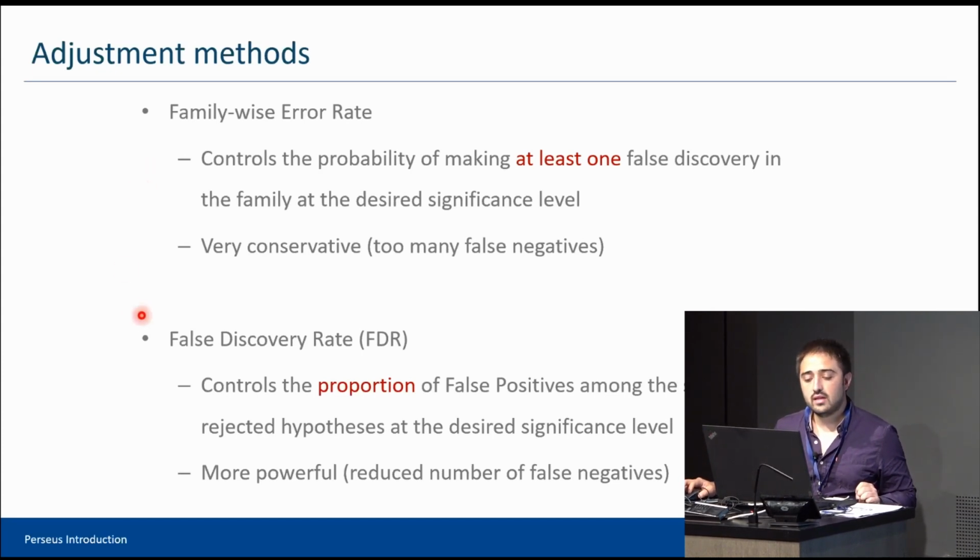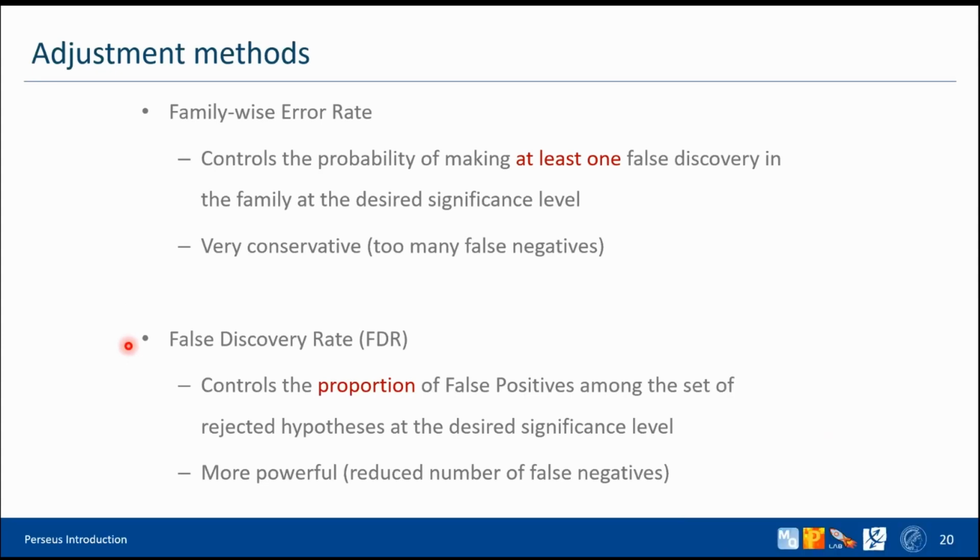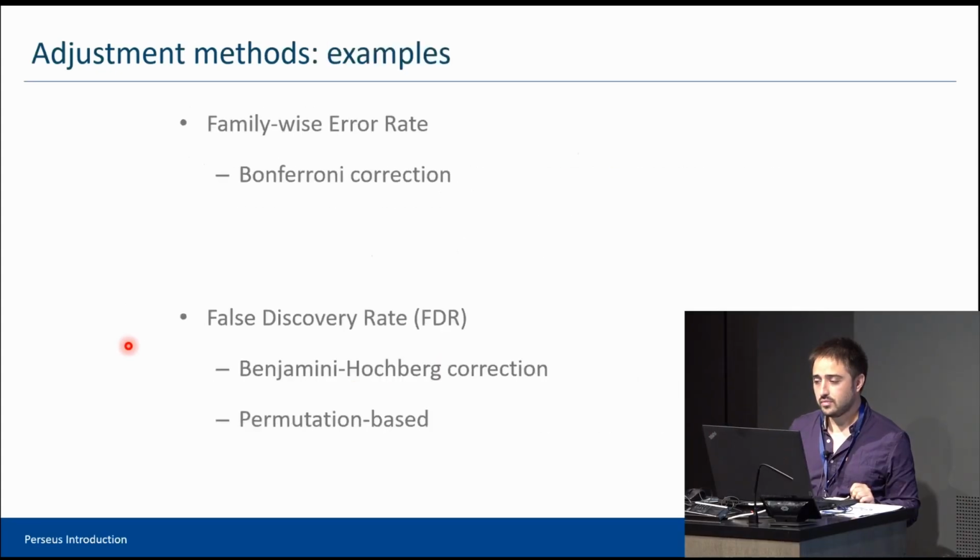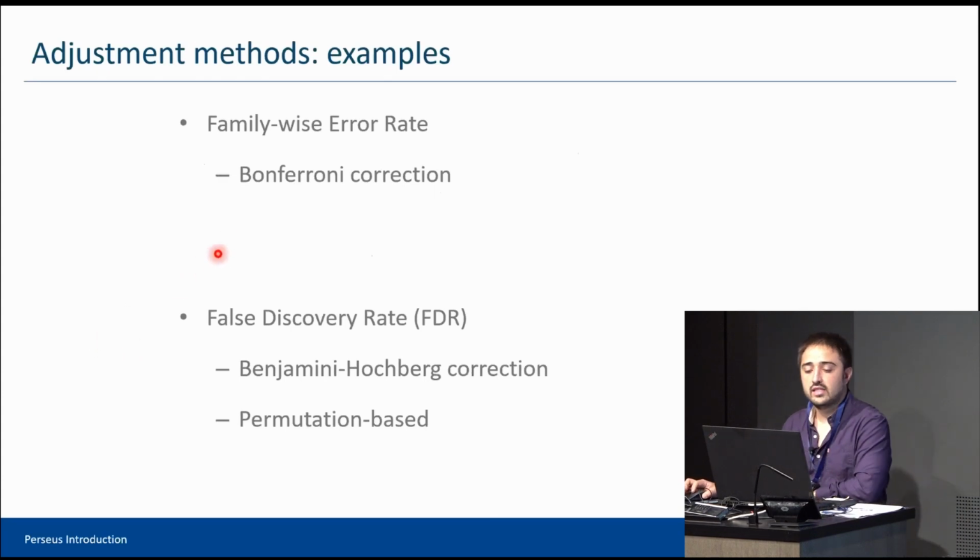Fortunately, there is another way to do it: you are not controlling the number of false positives, but you are controlling the proportion of false discoveries. And this is the one we use. It is more powerful, you don't lose that much information, and you still get very meaningful results. Exactly. An example of the first one is the Bonferroni correction. Two examples of the second one are the Benjamini-Hochberg correction and the permutation-based test, which is actually not a correction but a completely different test.